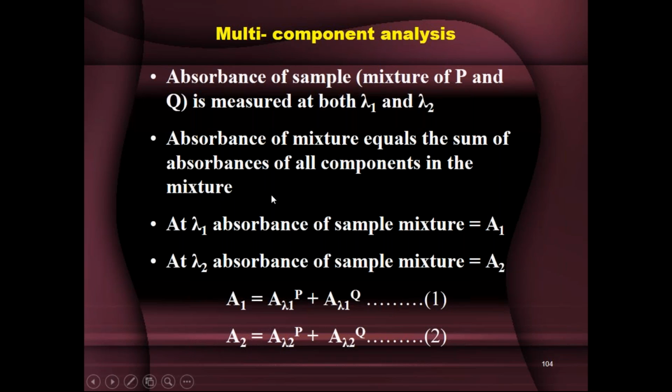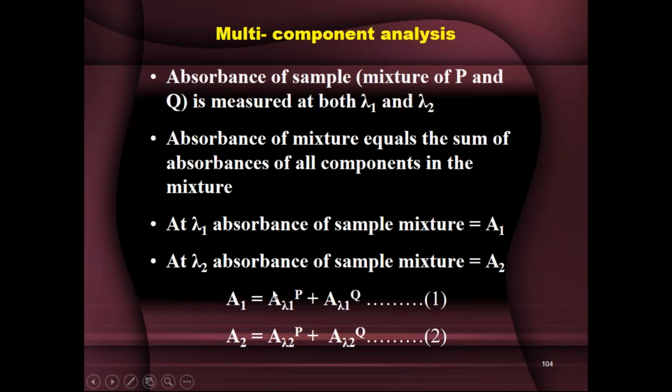So absorbance of mixture equals the sum of absorbances of all components in mixture. That means what? A1 equals A P plus A Q. Absorbance due to P plus absorbance due to Q. That is the total absorbance A1 for the sample mixture at lambda 1. Similarly, A2 will be A P plus A Q at lambda 2. So it is again the sum of absorbances of the two components at a second wavelength lambda 2. So we have got these two equations.